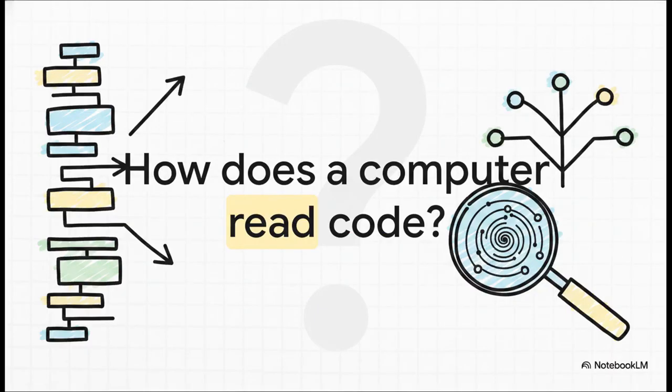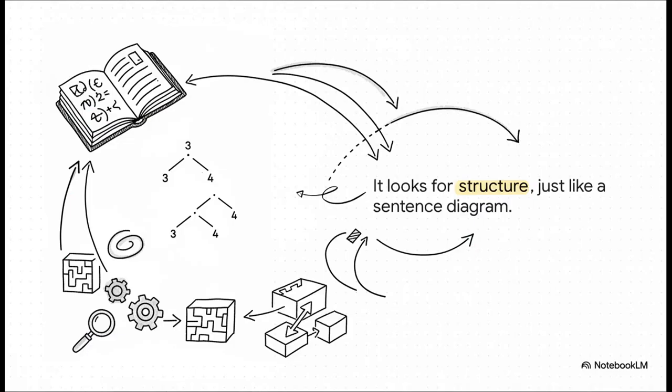So let's start with a basic question. How does a computer even read our code? You might think it just reads from left to right, kind of like we'd read a book. But that's not the whole story. It's actually looking for something deeper. It's searching for structure.